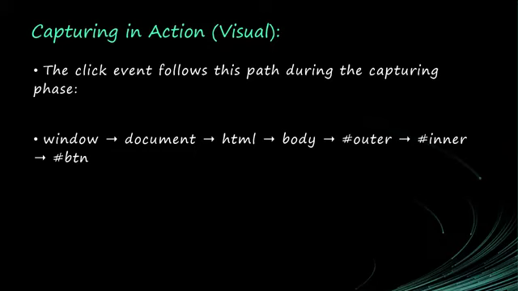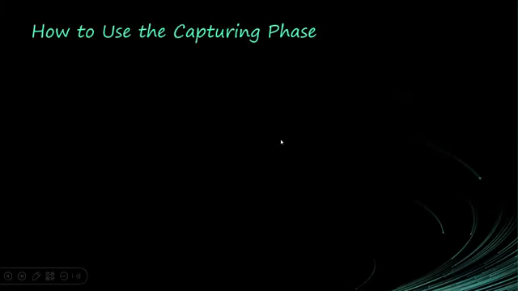Now, once it hits the target, the element that was clicked, which is the button, it becomes the target phase. But after that, it will bubble back. It will travel back from the button to the inner, to the outer, to the body, to the HTML, to the document, to the window. This one is now called the bubble phase. So how do you capture the event in the capturing phase?